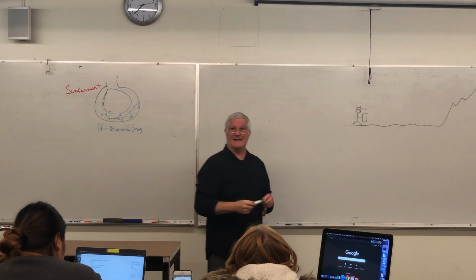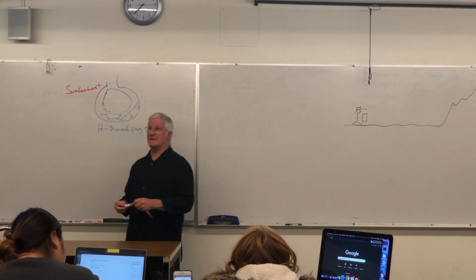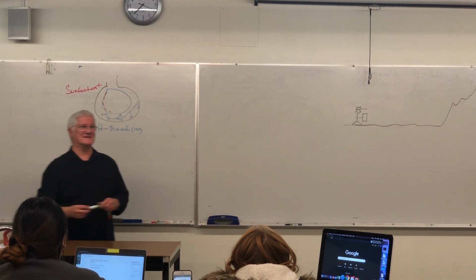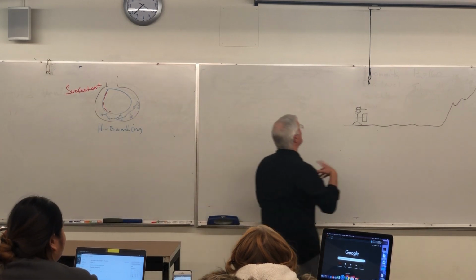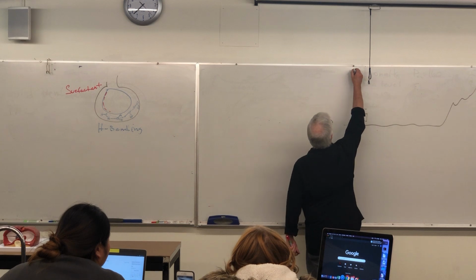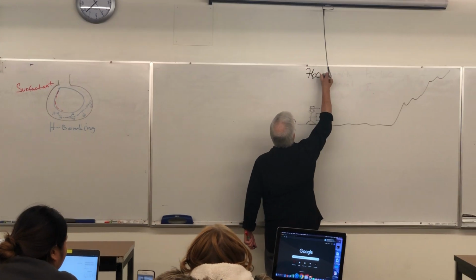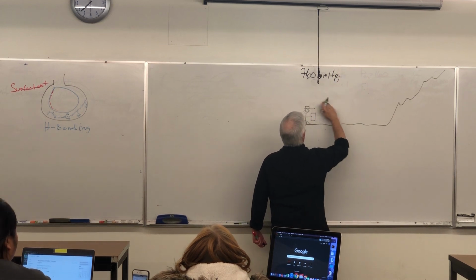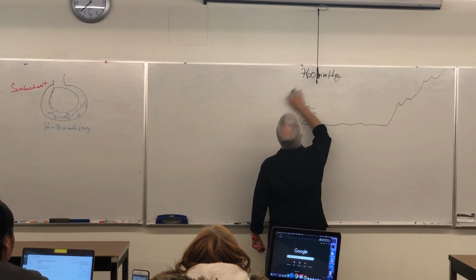What is the pressure at sea level? Atmospheric pressure at sea level, how many millimeters of mercury? 760, all right. We got to get you guys to be a little more forthcoming with information. That means I know you know it, but you got to get out of your quiet shells. They're not going to serve you in the real world.